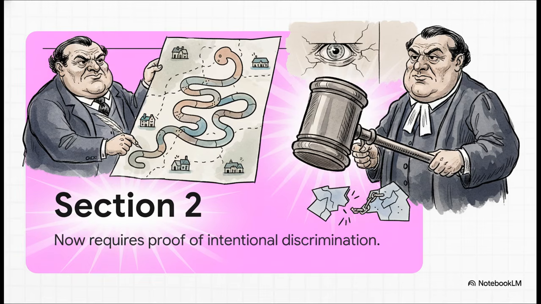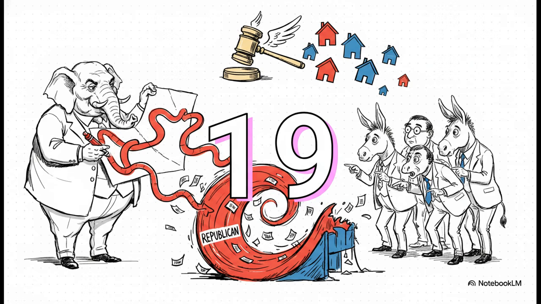The host argued that previous interpretations forced the creation of geographically illogical, amoeba-like snake districts, and that this practice is now effectively over. But what are the actual political stakes here?